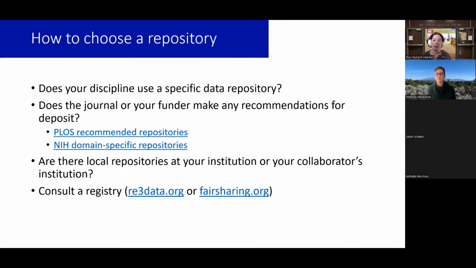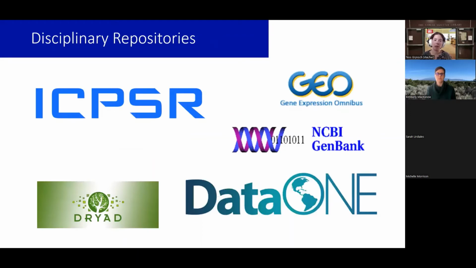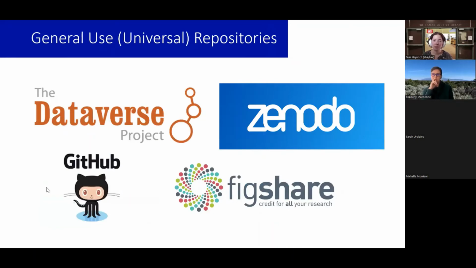You can also find a number of subject data repositories and generalist repositories by searching these two registries, re3data.org and fairsharing.org. When I say disciplinary repositories, some examples are ICPSR for social research, Gene Expression Omnibus for genomics, NCBI GenBank as well for genomics, Dryad, and Data One. Some generalist repositories are Dataverse, Zenodo, GitHub, and Figshare.